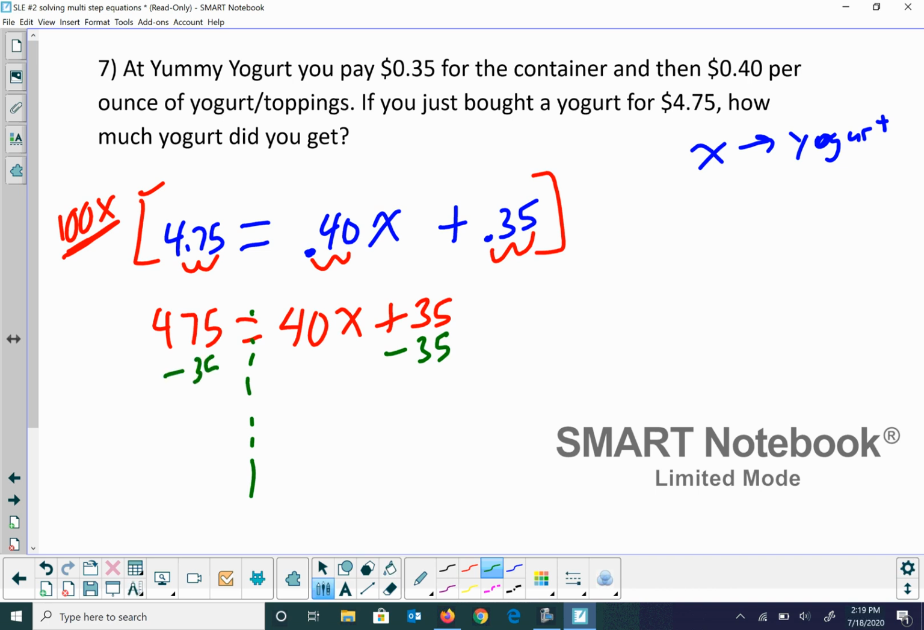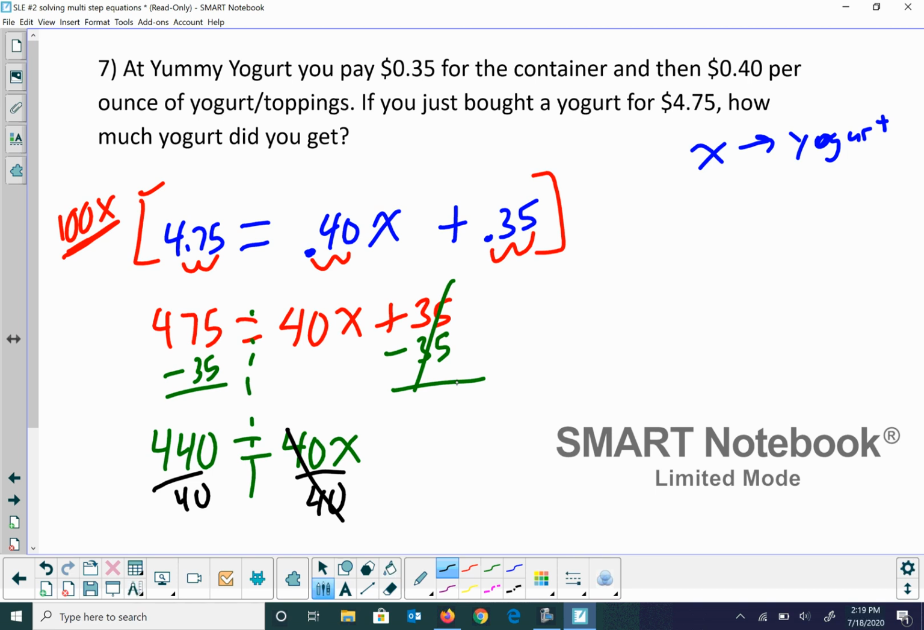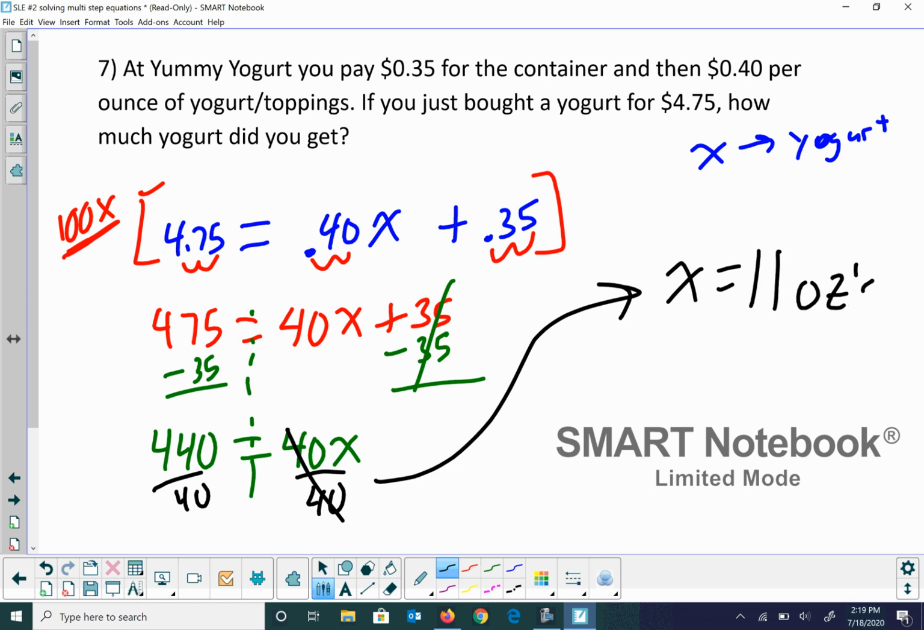Subtract 35 from both sides. And that becomes 440. Now, if you need a little 4-function calculator or something to do this, that's totally fine. Go find it in the junk drawer of your kitchen. Steal that little tiny calculator. There's no reason to go get the really big one to do this kind of stuff because you're just adding and subtracting and multiplying and dividing. Okay, 40 and x are being held together by multiplication. So I'm going to undo by dividing each side by 40. And so that's going to give me x equals, let's see, 4 goes into 44 once, 4 goes into 40 once. I got 11 ounces of yogurt.